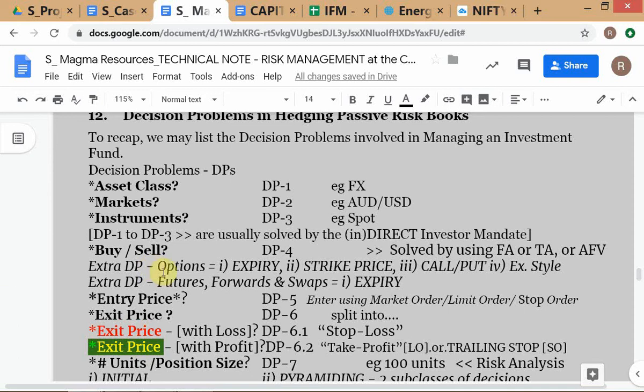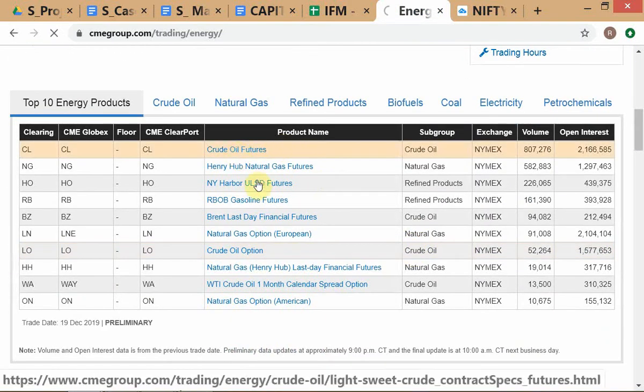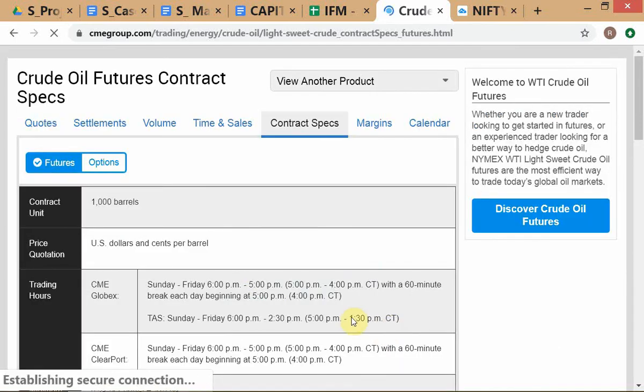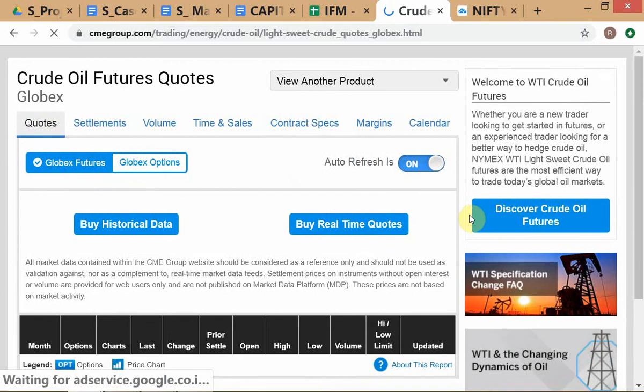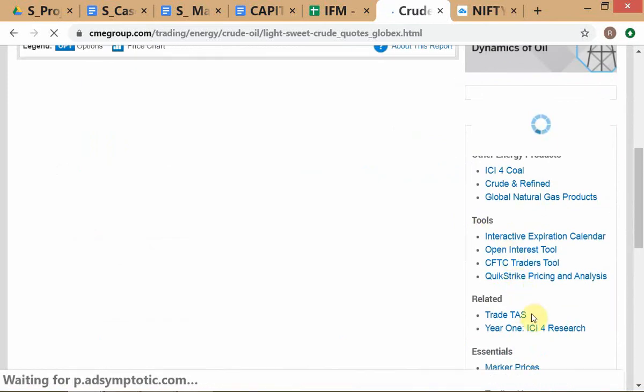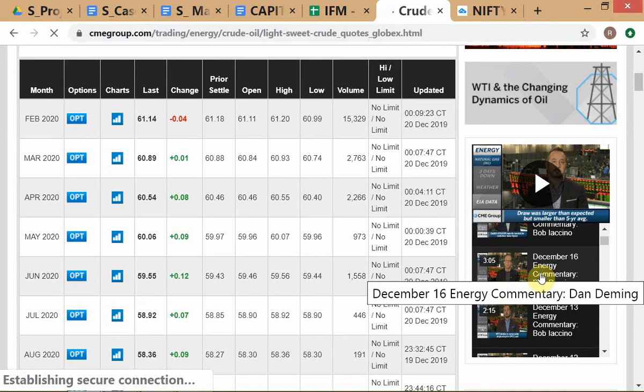Now in the case of futures, forwards, and swaps, which we have not discussed explicitly, you don't have so many extra decision problems, but you do have the extra problem of expiry. Just as an example, if somebody tells you just buy crude oil futures, that's not good enough. If you go to price quotes, you'll see that crude oil futures are available for many different maturities. So the question is, when you tell me to buy crude oil futures, which contract month do you want me to buy? That question will arise.